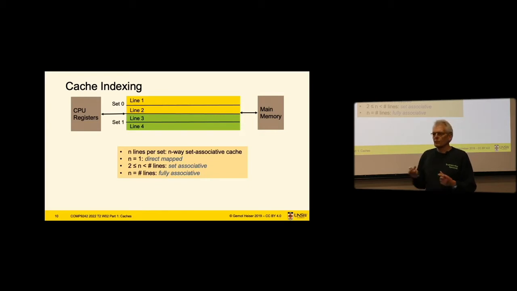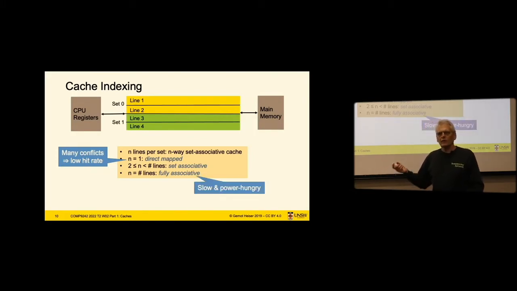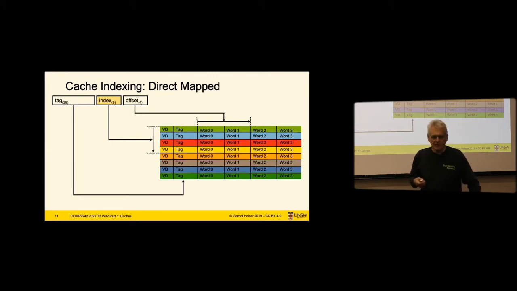If you have multiple lines in a set, then that's a set associative cache. And if you only have one set, then it's fully associative. I'll go through all these in detail. In principle, if you have a low associativity, particularly a direct map, you have a high degree of conflicts, and therefore your cache efficiency tends to be degraded. You reduce your hit rate. Whereas at the other extreme, the fully associative cache doesn't have any conflicts. It's only capacity limited, but it's slow and power hungry, and we'll see why. Okay, so let's look at these different kinds.